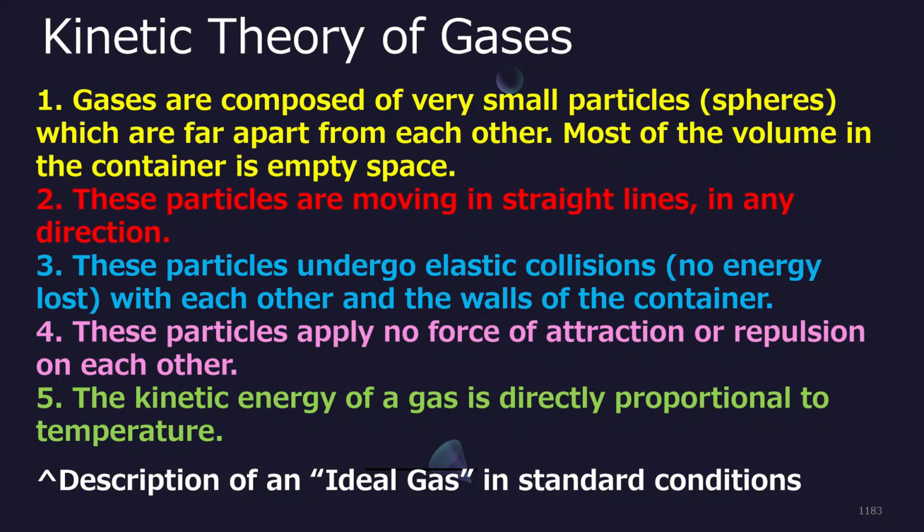Second, these particles are moving in straight lines in any direction, so they're not curving around, but they can move in straight lines and bounce off things to change their direction. And they move in 3D space, in our 3D universe, so if there's an X, Y, Z axis, they can move in any of those directions. Third, these particles undergo elastic collisions. That means no energy is lost when they rebound or transfer it to a colliding particle. And no energy is lost when colliding with the walls of the container.